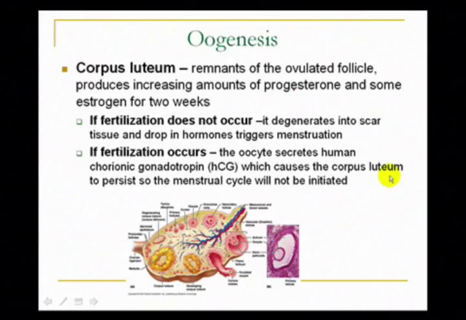Okay, so if you have fertilization, it's until the embryo has been developing for about 10 weeks that the corpus luteum will keep your progesterone levels high. And at about 10 weeks, the placenta has developed enough to take over the hormone production from the corpus luteum.